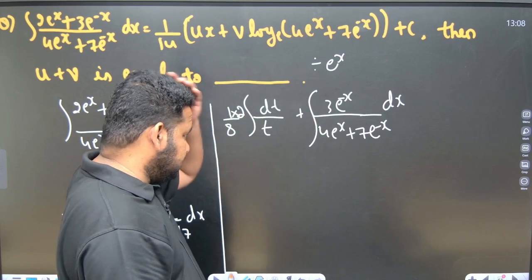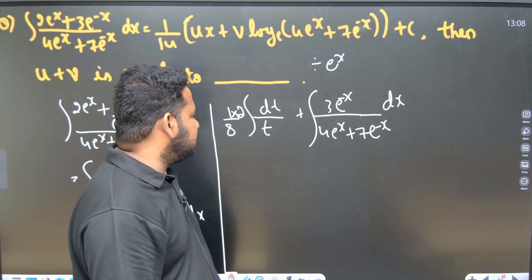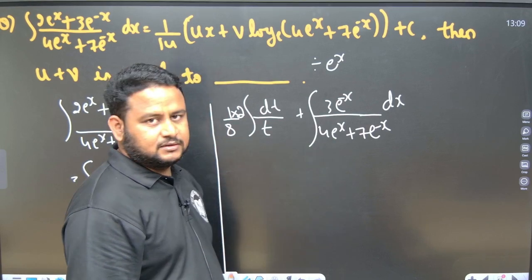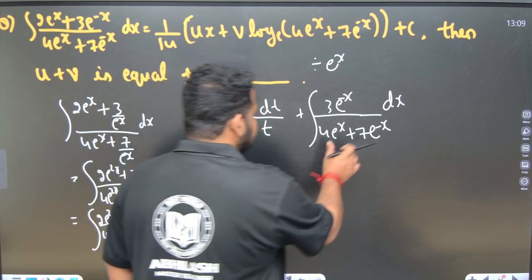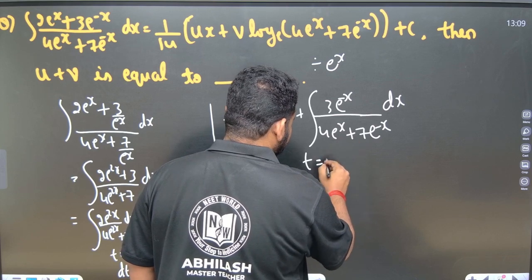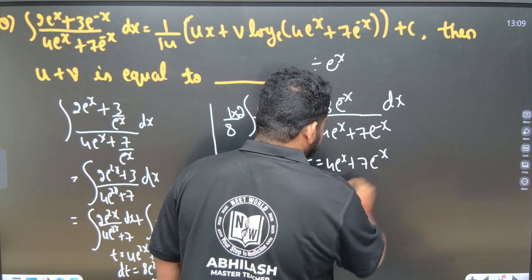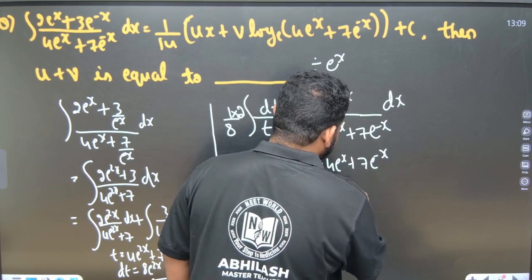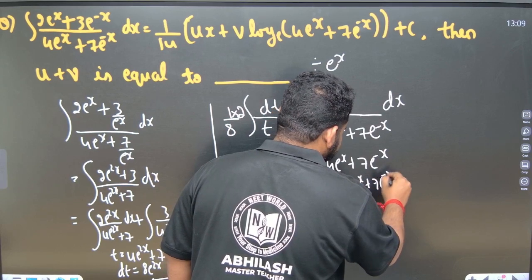Now let me take t is equal to what should I take? I have to take whatever is in the denominator. If I take that, what will I get, friends? Let me take t is equal to 4 into e power x plus 7 into e power minus x. So dt will become what? dt will become 4 into e power x plus 7 into e power minus x dx.